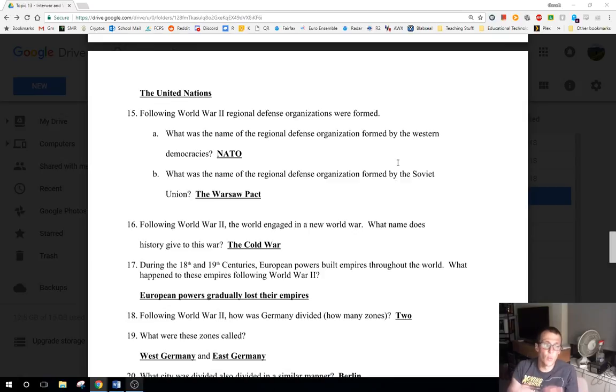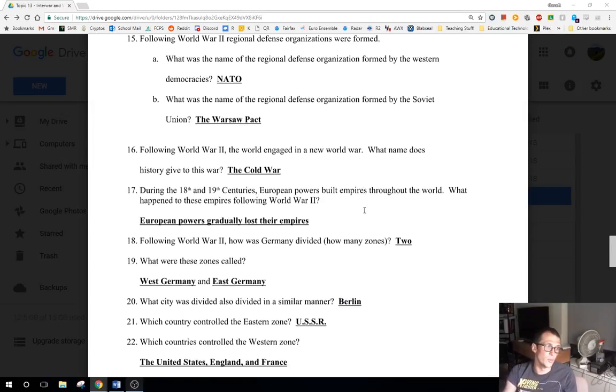This new world war, which is not going to be a hot war, is going to be known as the Cold War. There will be proxy wars that are fought as a result of the Cold War, in particular in Korea and also in Vietnam, among other places as well. But ultimately, this is not going to be major fighting between the major powers here. You are going to have a lot of the European powers gradually losing their empires around the world.